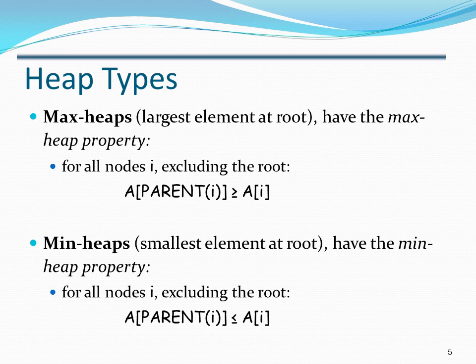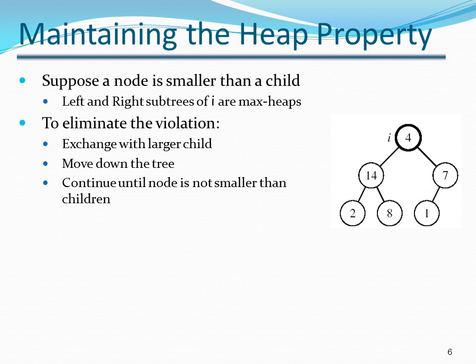Heap types. Max heap: the root node always has a maximum element compared to the child elements. In the min heap, the root value is always smaller than the child value. Heap property: it should be filled from left to right. To eliminate the violation, exchange with the largest child, move down the tree, and continue until it is not smaller than the children.